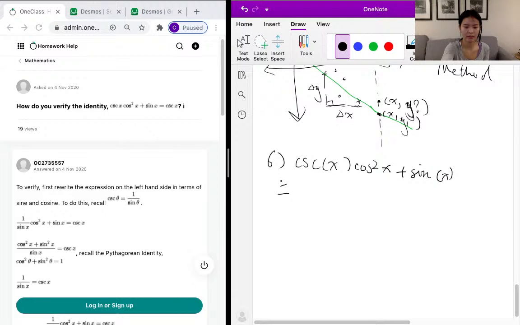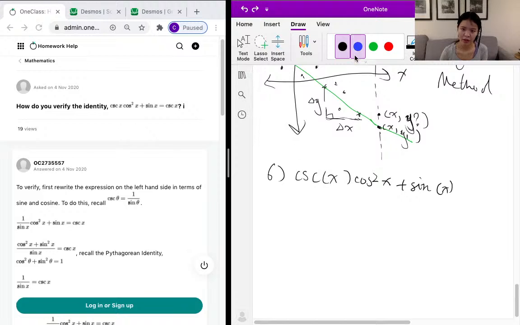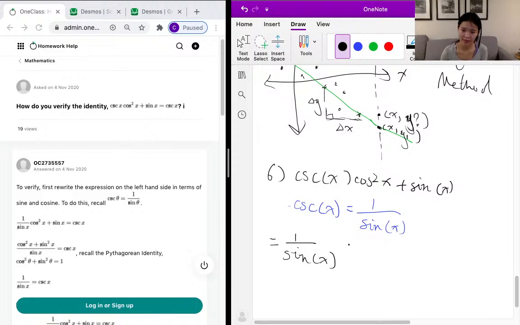Again, just based on the identity we talked about before, we know that cosecant of x is 1 over sin of x, so this can be simplified. So now let's write the cosecant of x as 1 over sin of x in the equation. So now we have 1 over sin of x times cos squared of x plus sin x.